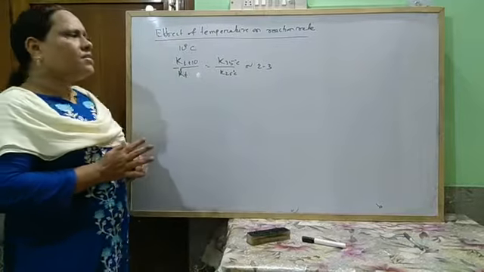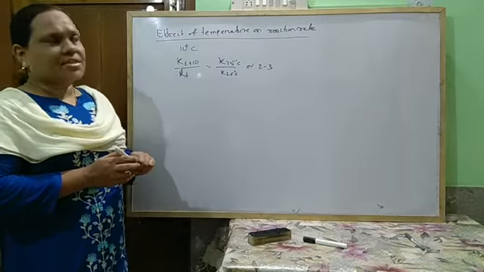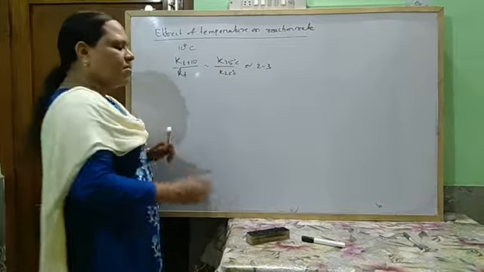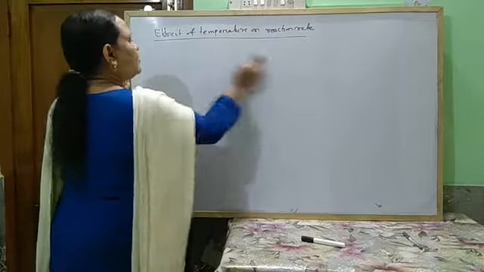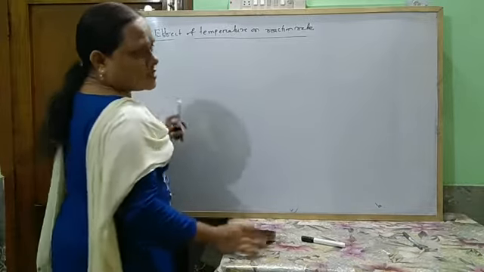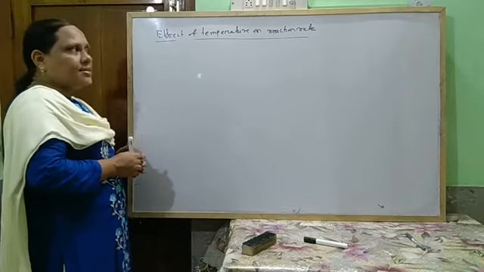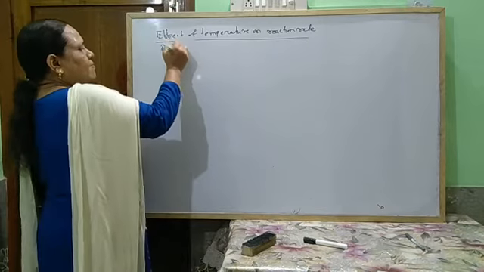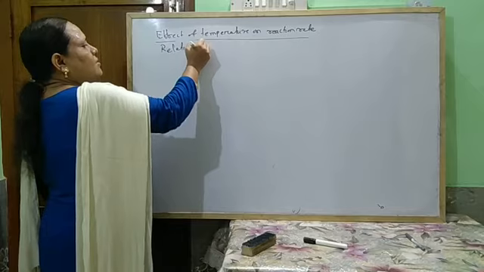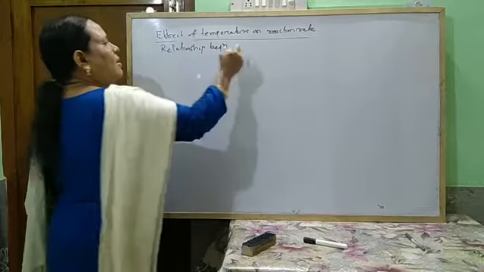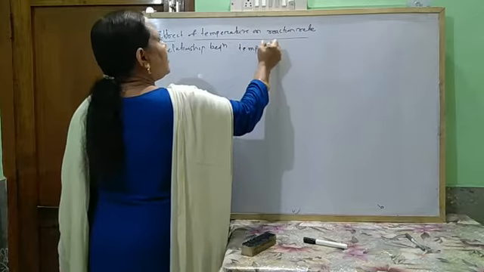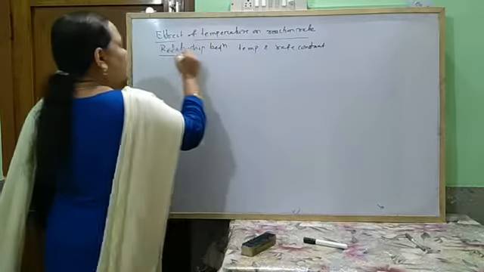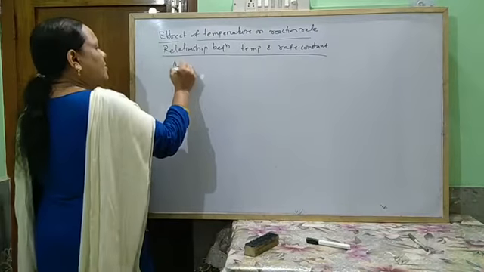What is the exact relationship between temperature and rate constant? This relationship between temperature and rate constant is given by Arrhenius. So the rate of reaction generally increases with increase in temperature, and the relationship between temperature and rate constant is given by Arrhenius.